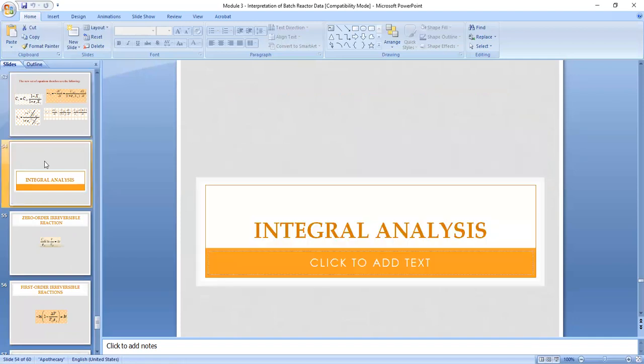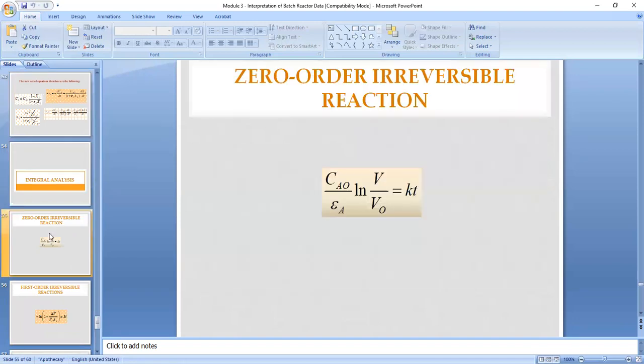So we're now going to look into the integral analysis, and we're going to look at each of our irreversible reactions. If it's a zero order irreversible reaction, this will be your formula for determining what the problem requires from you. So you can change this V here, the final volume, in terms of V_0 (1 + epsilon_A X_A) if the problem gives you conversion. But if the problem gives you the final and the initial volume, then you may stick to the original formula.